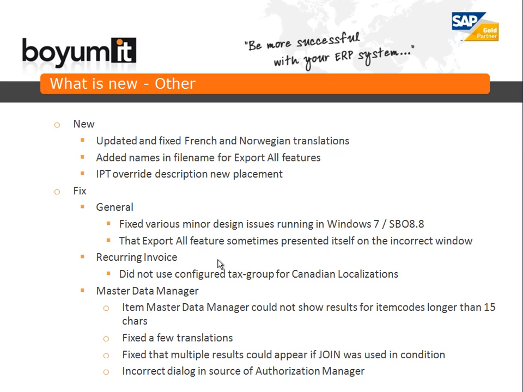Fixes: we have fixed a lot of issues with Windows 7 and SAP Business One 8.8, some design issues where the buttons overlapped. We have fixed some export all features where the export all menu items sometimes showed all the time. We have fixed Canadian localization problems with tax groups. And we have fixed a lot of smaller things in the master data manager. Most importantly, item codes longer than 15 characters had some problems being shown in the result window, but all in all fixed.